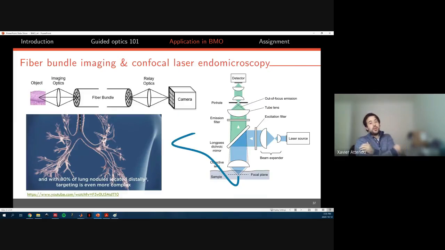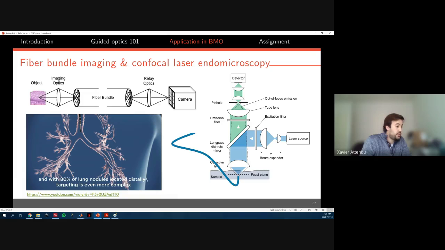All right. So some of the examples that we can give for the application of fibers in biomedical optics. The first one is a fiber bundle. So imagine you take thousands of fibers, and you pack them all into one bigger bundle. What's interesting is that if you place some imaging optics in front, and then you have your sample, any light that emerges from this particular point in the sample is going to be collected by one fiber in this whole big bundle.